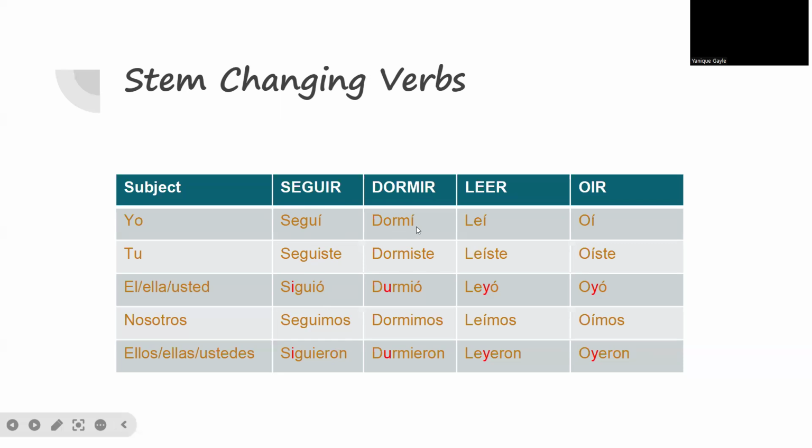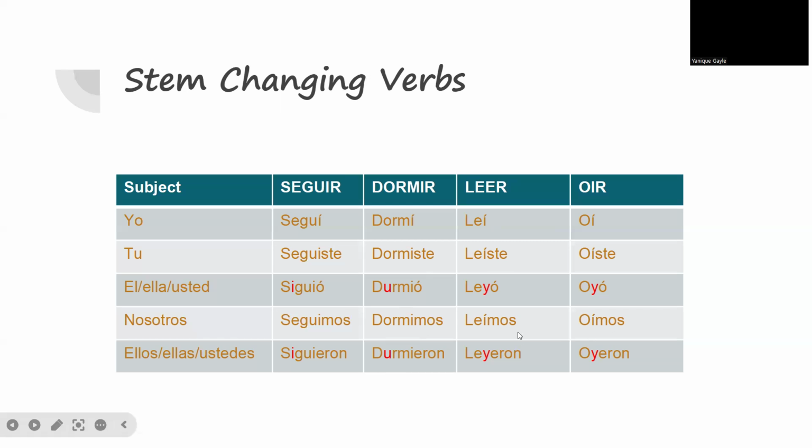Then we have dormir. Yo dormí. Tú dormiste. Él, ella, usted durmió. Nosotros dormimos. Ellos, ellas, ustedes durmieron. So here we adopt a U, and that's how we would conjugate it in the past tense. Leer. Leí, leíste, leyó. We adopt a Y from somewhere. I don't know where, but it's there.